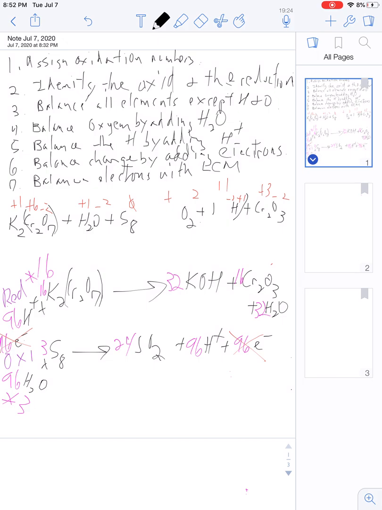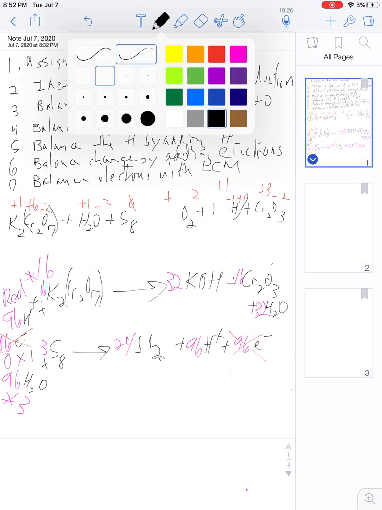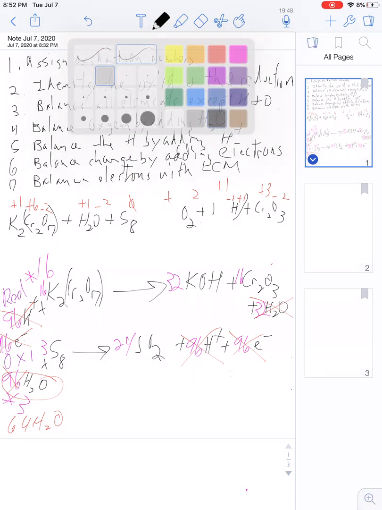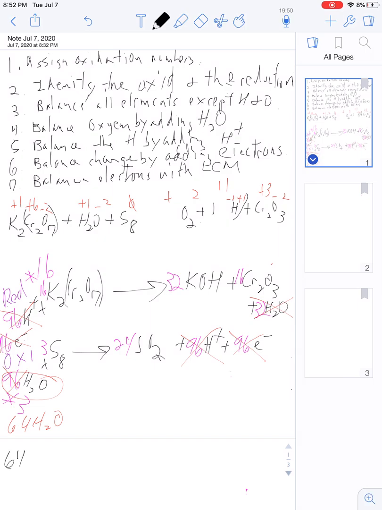So we get, what else cancels here? The 96 H pluses cancel. I've got 96 waters on one side. The other side I've got 32, so 32 of those will cancel, and that'll leave me with 64 waters. I think those are the only things that cancel, so that means I'm going to have 64 waters.